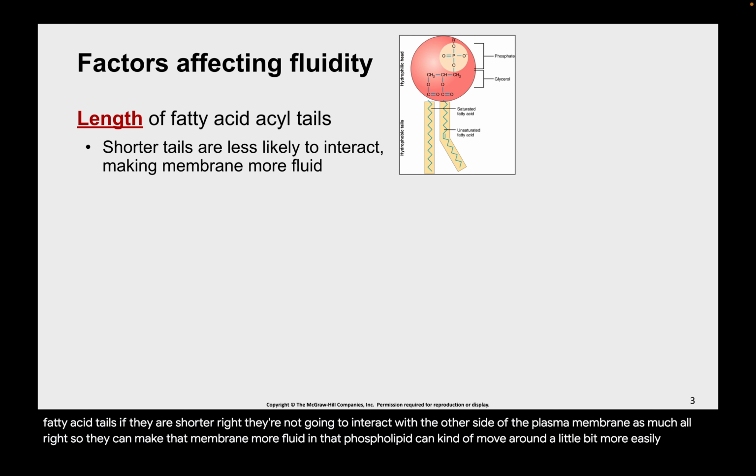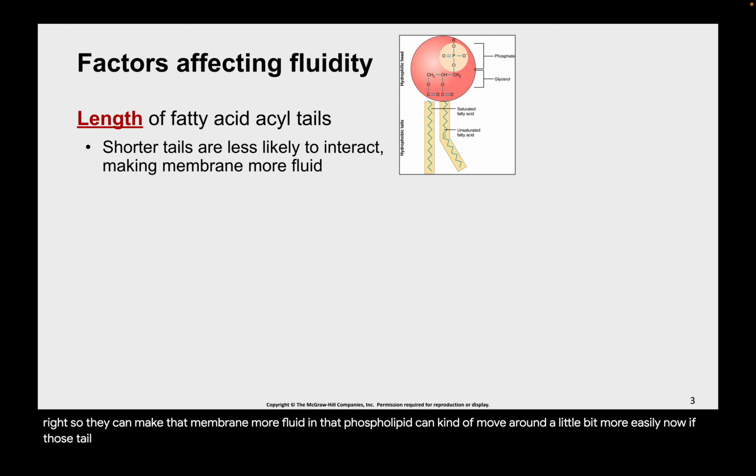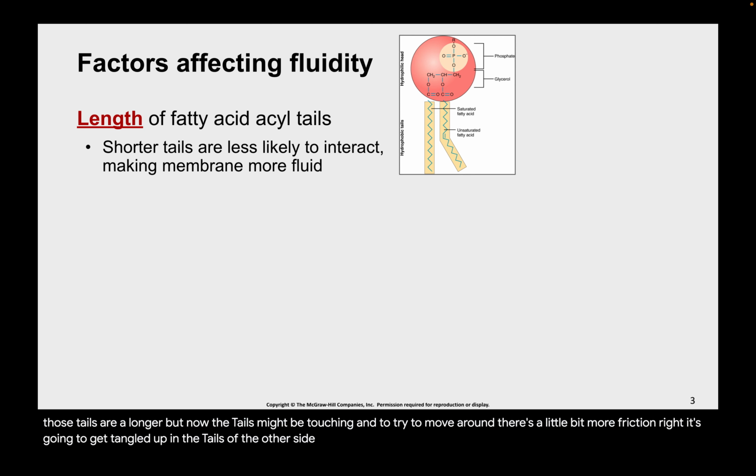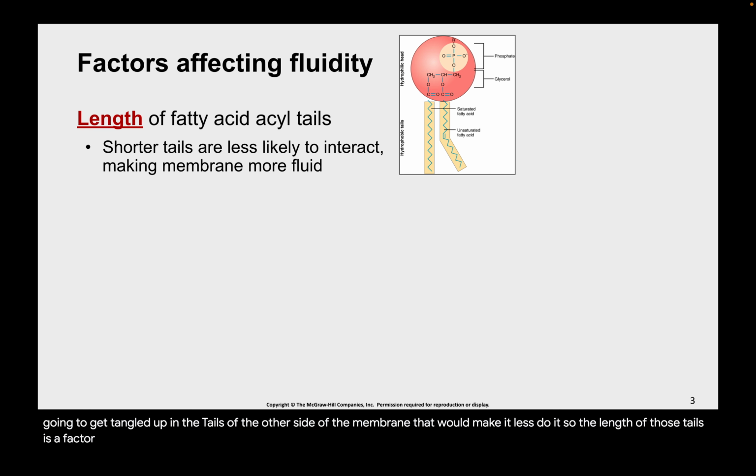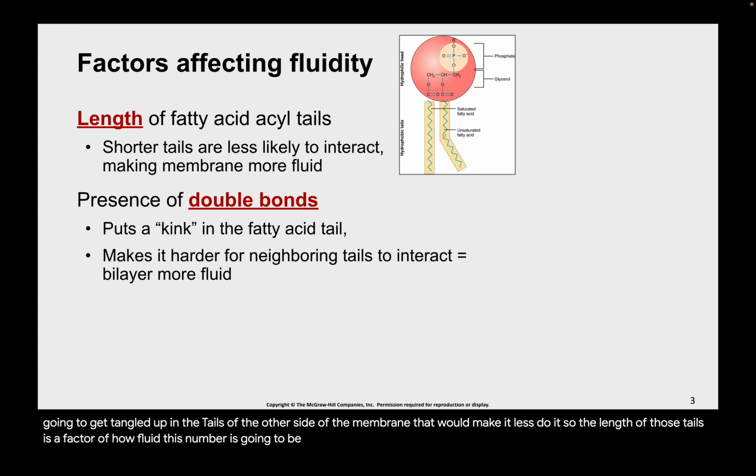Now, if those tails are longer, right, now the tails might be touching, and to try to move around, there's a little bit more friction, right? It's going to get tangled up in the tails of the other side of the membrane. That would make it less fluid. So the length of those tails is a factor in how fluid this membrane is going to be.